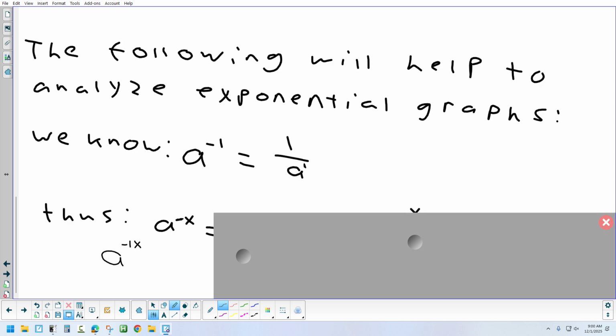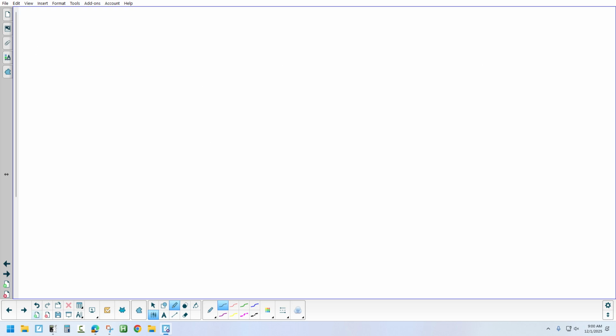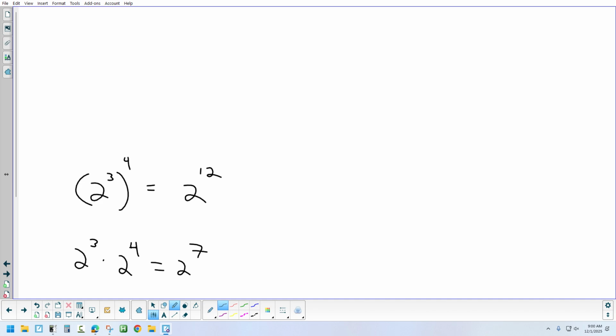And does anybody remember another rule from Algebra 1? If you had something like this, 2 cubed to the 4th power, it's 2 to something. Does anybody remember what you do with these two numbers? You add them? So you add them when you have something like this. Do you multiply them? Right, when you have something like that, you multiply them. Okay, when you have a power raised to a power, you multiply your two powers together.